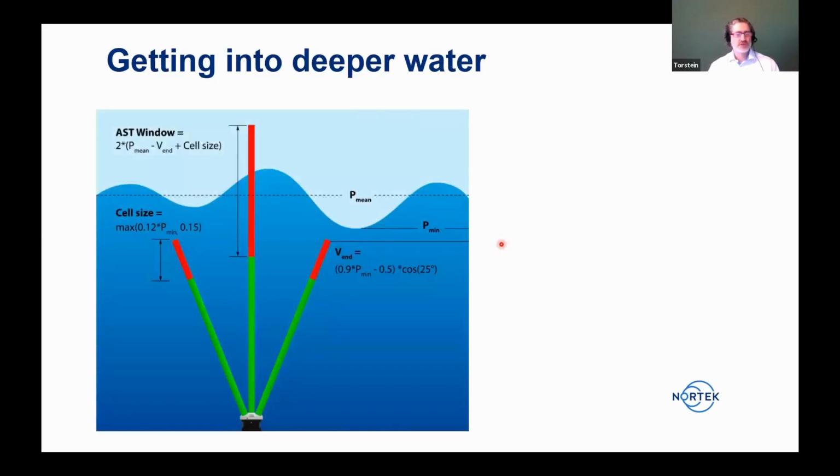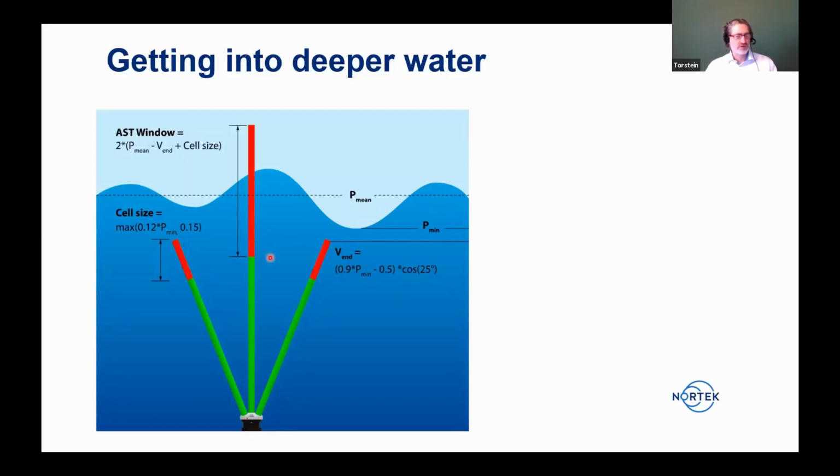So the instrument basically got us into deeper water by doing two primary things. Instead of measuring the orbital velocities down near where the instrument was, we measured further up in the water column where the signal, those orbital velocities, were much stronger. So that helped the directional estimates.